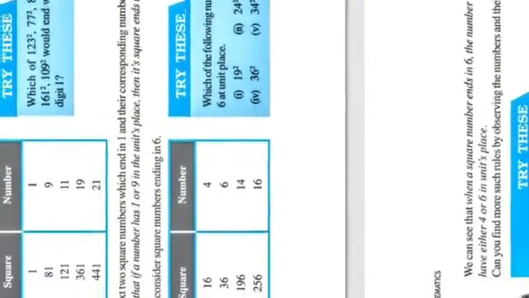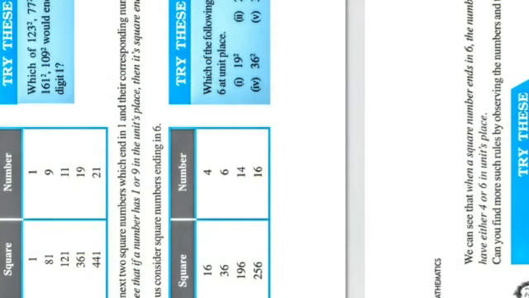Now one question is given: what will be the ones digit in the square of the following numbers? Okay, we have to find out the square and what the ones digit will be. So 4 fours are 16. So 6 will be the ones digit. 2 twos are 4. So 4 will be the ones digit. Now 7. So 7 sevens are 49.